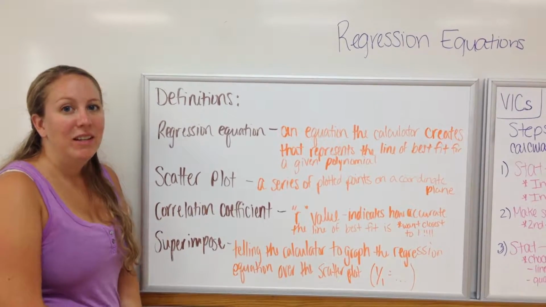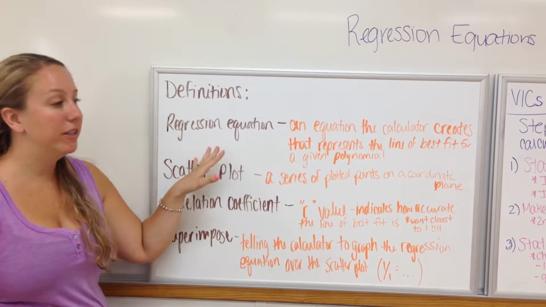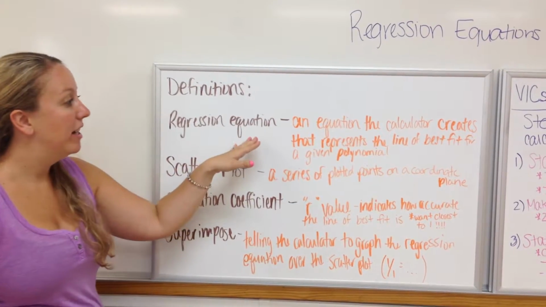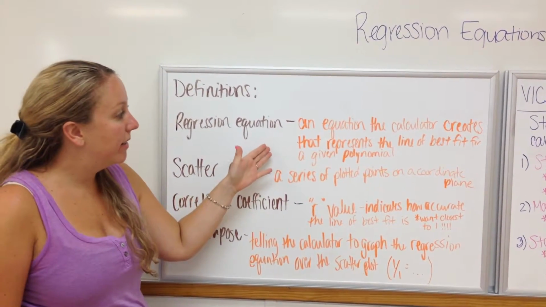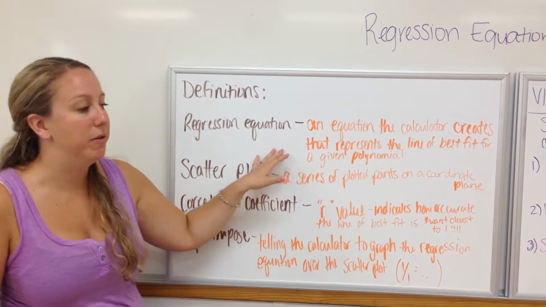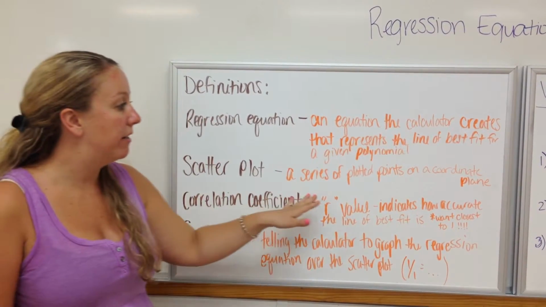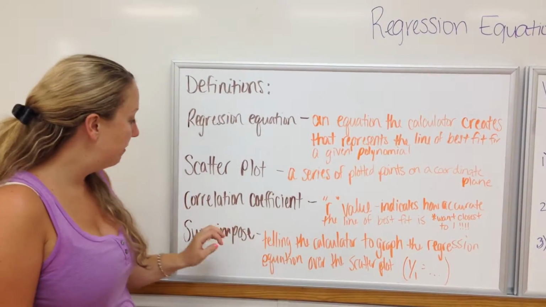For regression equations, we have 4 definitions. The first definition is regression equation, and that's an equation that the calculator creates that represents the line of best fit for a given polynomial. We have the definition of a scatter plot, which is a series of plotted points on a coordinate plane.